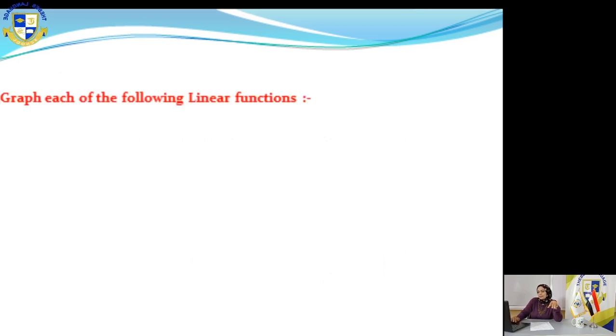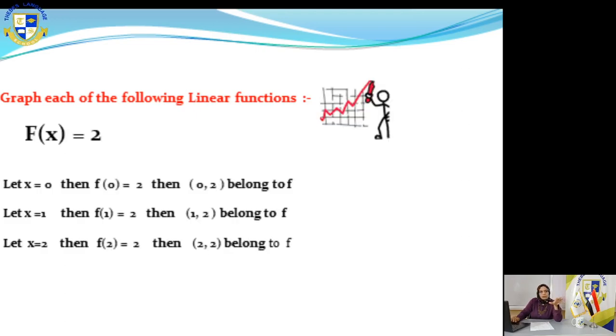We have an example here, f of x equals 2. This function is called a constant function, because it doesn't change. Any number in x is represented by 2: 0, 2, 4, 2, 6, 2. Any number on x, its image will be 2. So it's called a constant function.